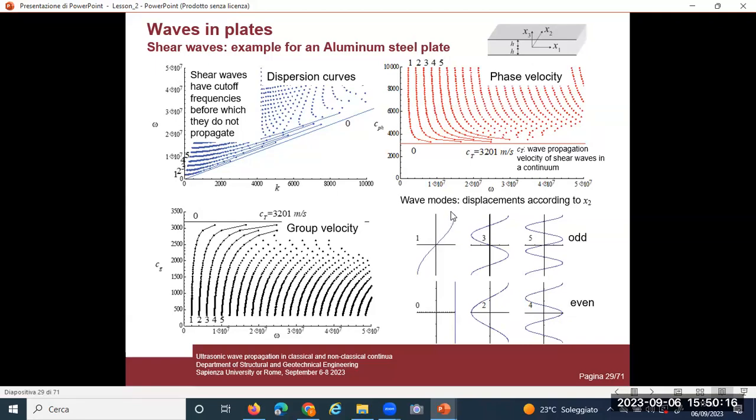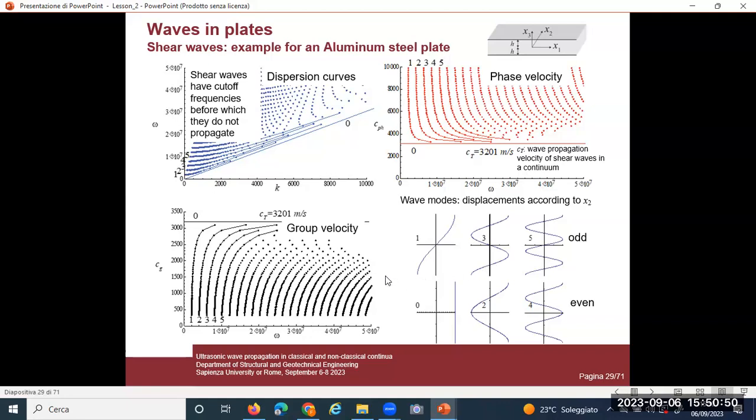For instance, the first mode has a shape, which is this one. Second one, 2 nodes. Third one, 3 nodes, exactly like the modes in a free beam. This is very similar to what happens to the mode shapes. But these are wave modes. They are not modes. They are shapes that propagate in time and space.